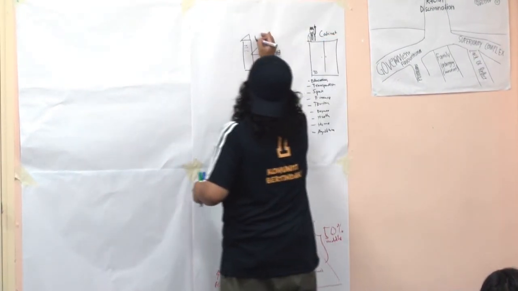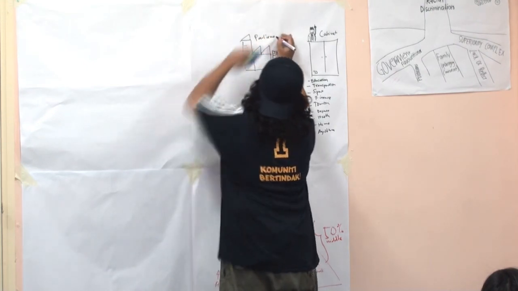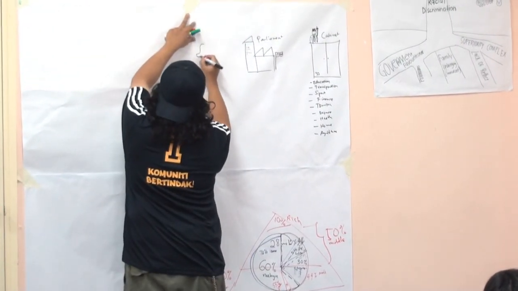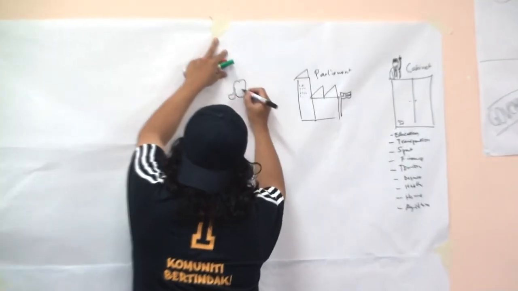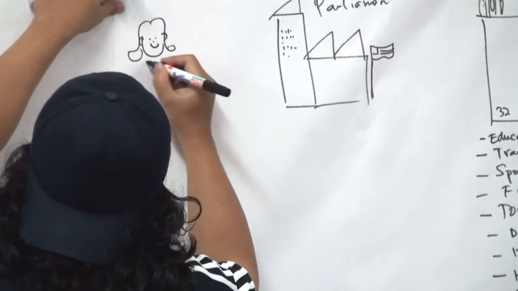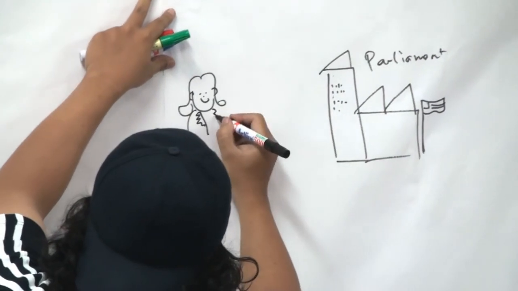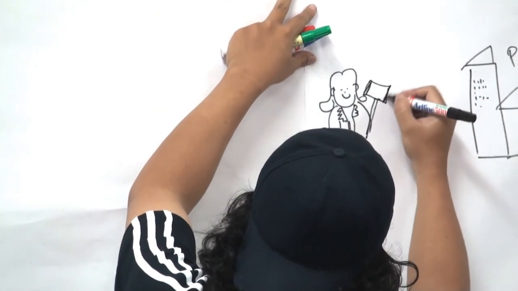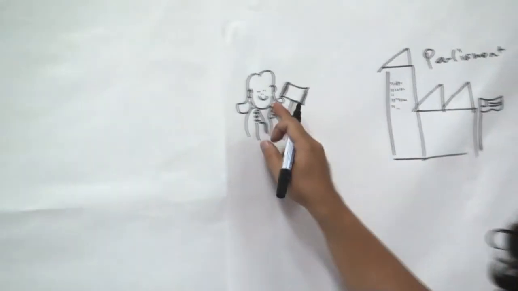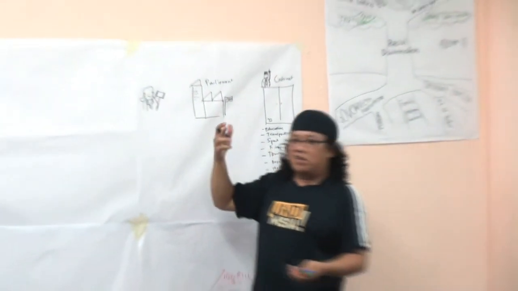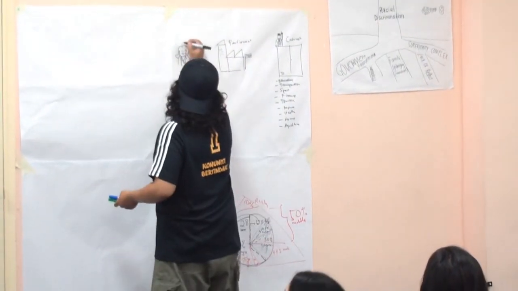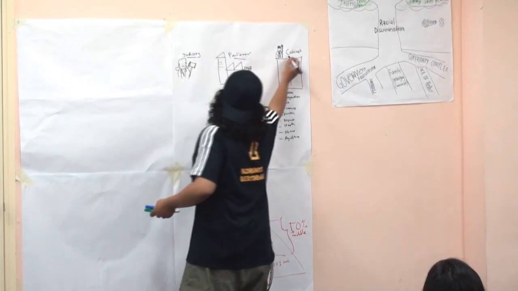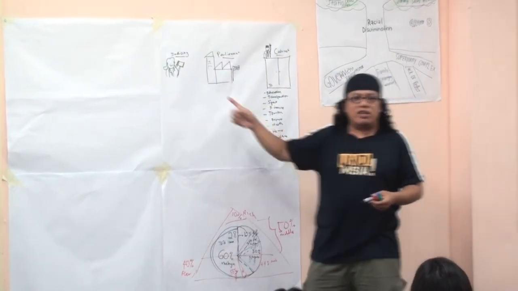Cabinet, Parliament, then judiciary. What do you call this? So you have cabinet, parliament, and the judiciary. Well, actually, what is it called?